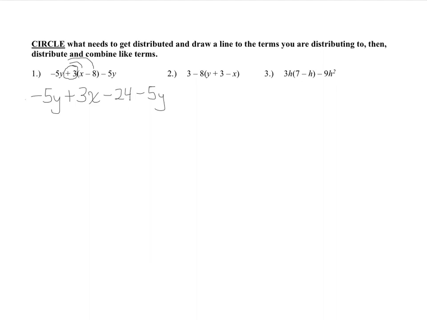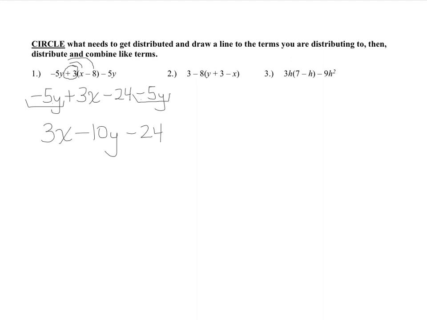Well, if you look, negative 5y and negative 5y are like terms, and those are my only like terms. I'm going to write the 3x first because x comes before y, and then I'm going to combine negative 5y and negative 5y. So negative 5y minus 5y is negative 10y. You can also look at that as negative 5y plus negative 5y because subtracting is the same as adding a negative. And then you bring down your constant of minus 24.